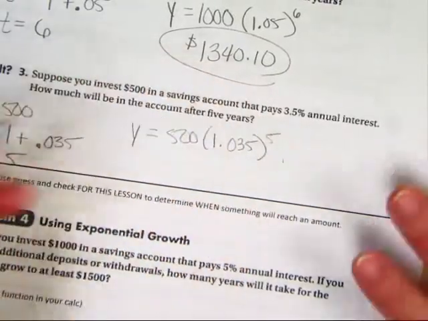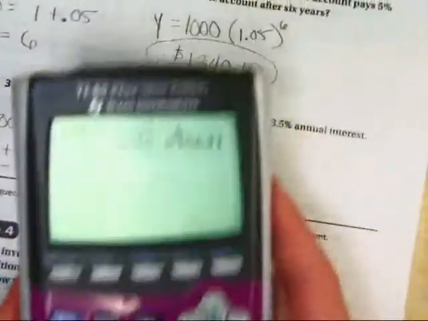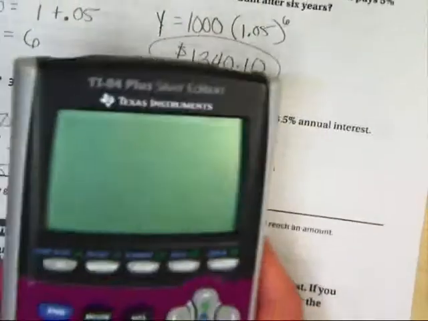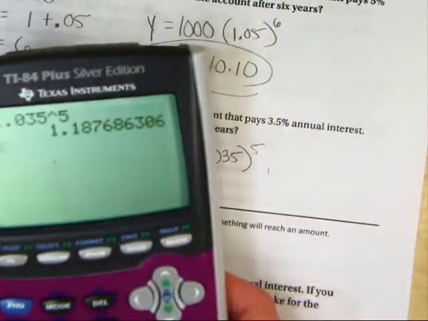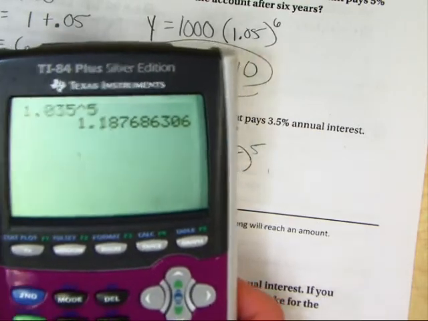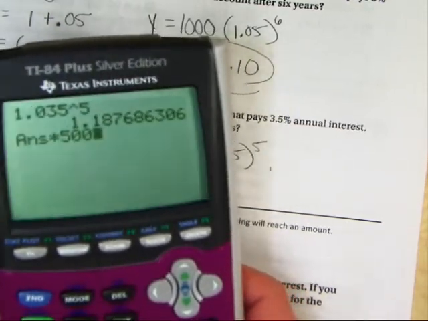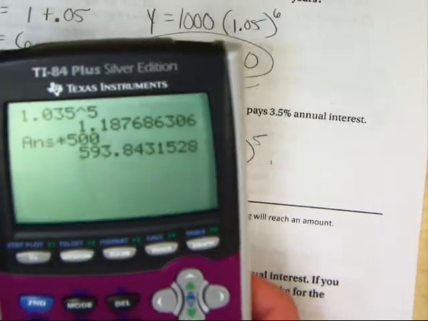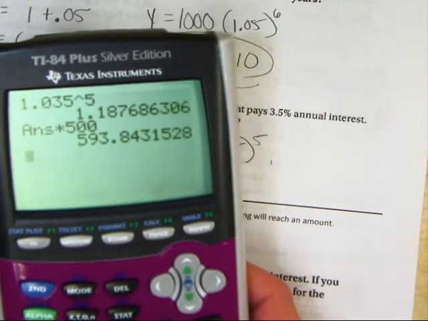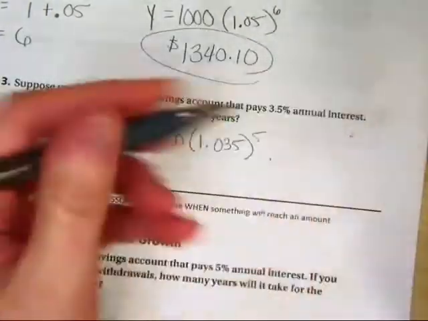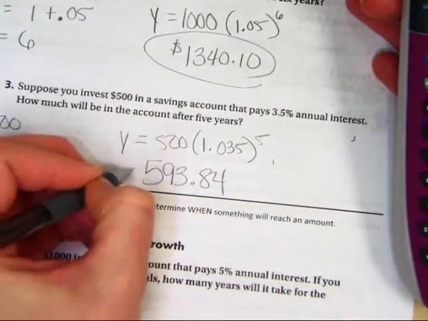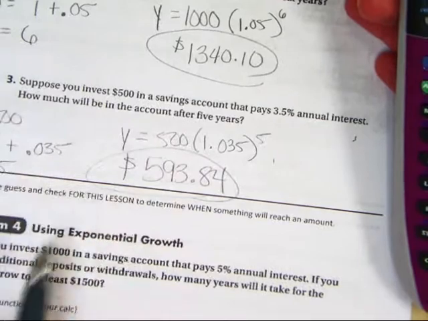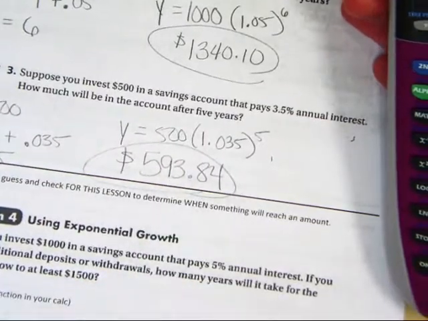for 5 years. If you have a normal calculator, you can do 1.035 to the 5th power, and then you can multiply it by the 500 at the end, and that will give you the same answer that I would get if I typed it in at once. $593.84. So, kind of neat to see your money grow. After 5 years, your money's grown almost $100.